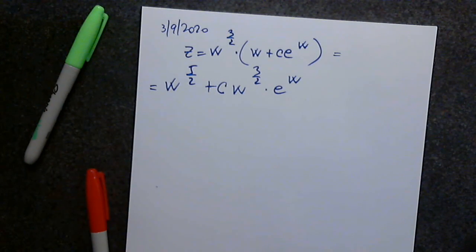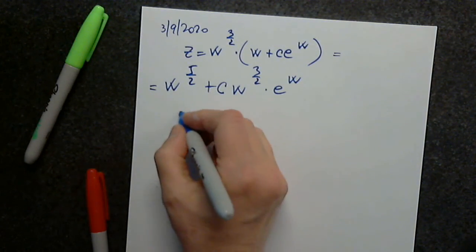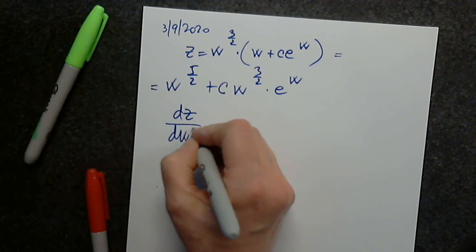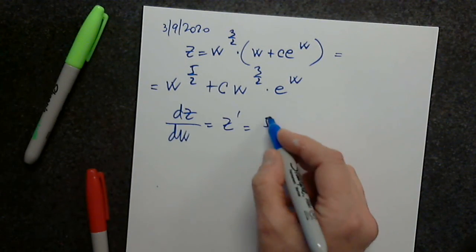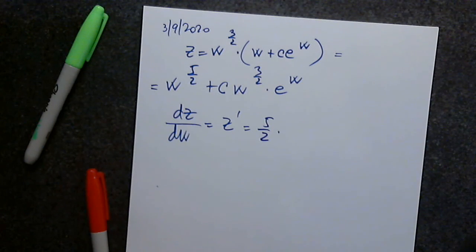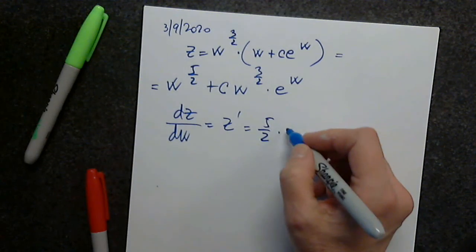So I distributed w to 3 halves. Is that okay? Yes. Okay. So now dz over dw. I don't really like writing z prime, but it's okay. It's the same thing. I bring down 5 halves, and I subtract 1 from 5 halves. And when I subtract 5 over 2 minus 2 over 2, it's 3 over 2.